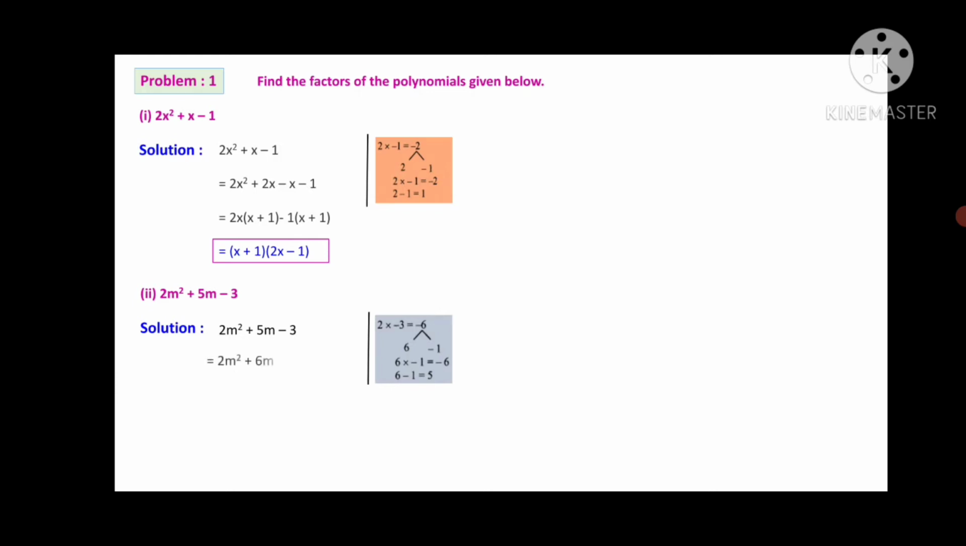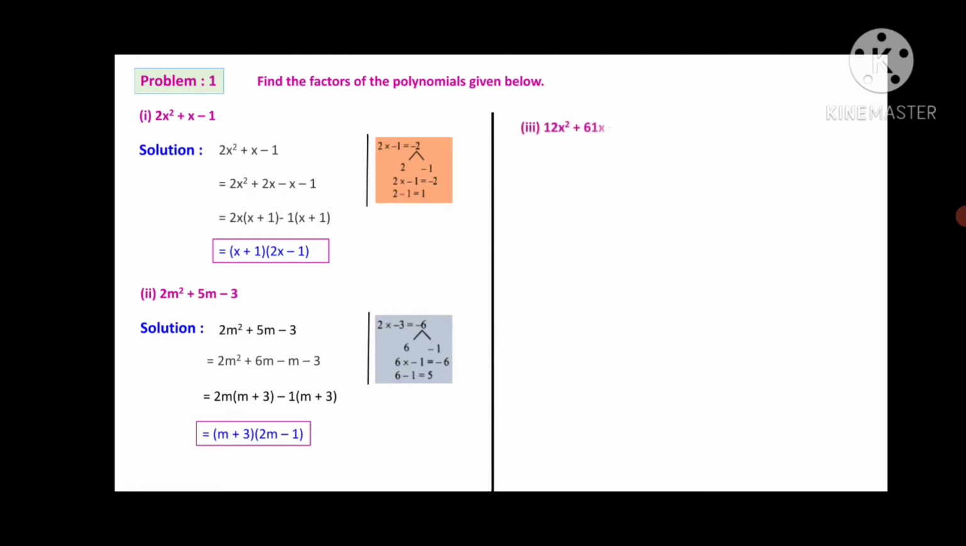2m square plus 6m minus m minus 3. Here in the first two terms 2m is common and in the other bracket there will be m plus 3. Next, in the third and fourth terms minus 1 is common and in the bracket there will be m plus 3. So m plus 3 is taken out as common and in the other bracket you will get 2m minus 1. Problem number 3, polynomials.